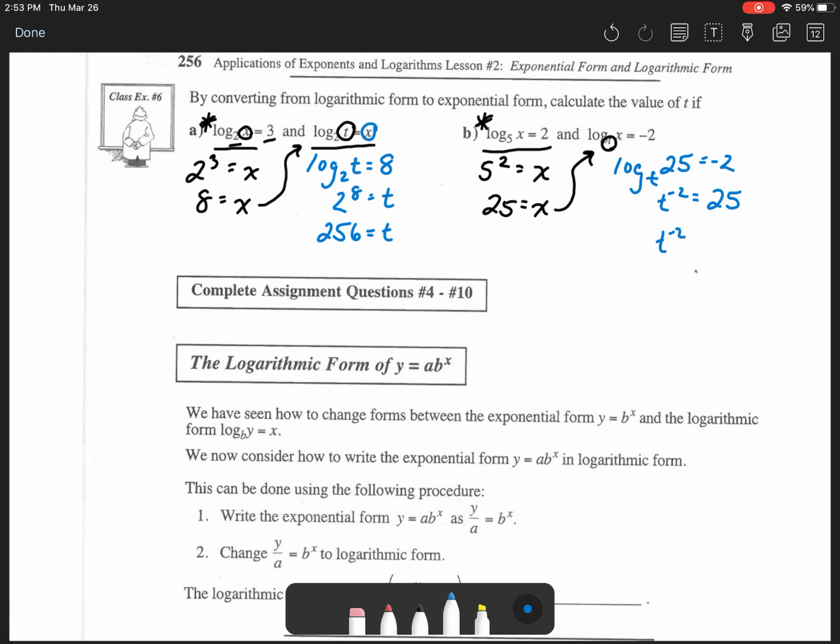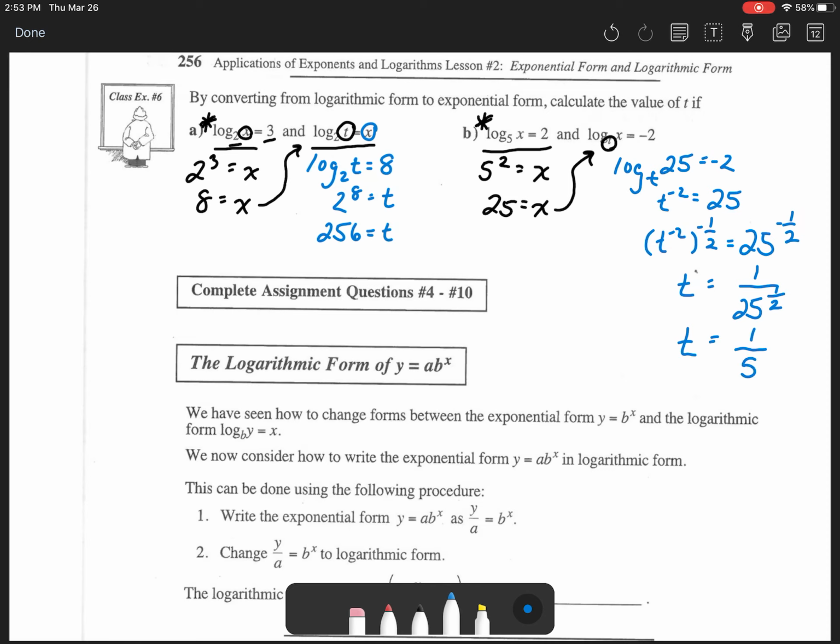I don't want t to the exponent of negative 2, so I have to raise both sides of the equation to negative 1/2. So 25 to the exponent of negative 1/2. I will have t here, and this will be 1 over 25 to the exponent of 1/2, and we learned that something to the exponent of 1/2 is the same as taking the square root.